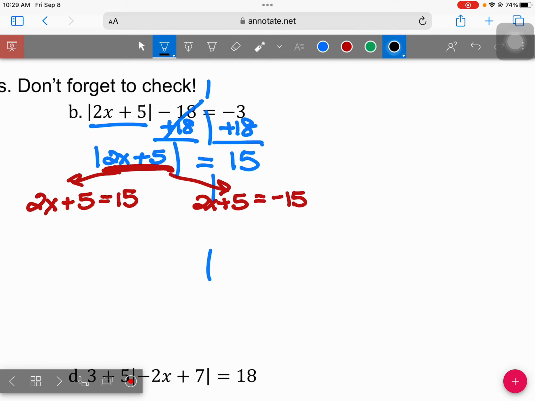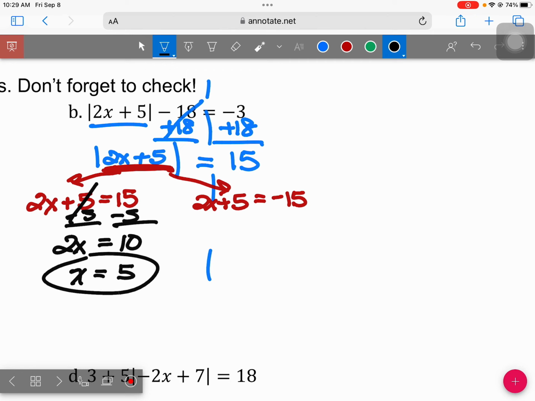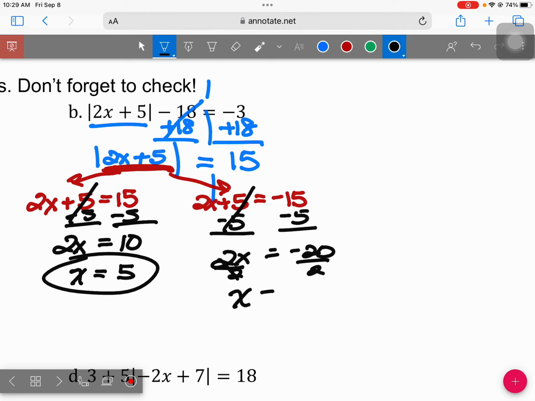So now we solve. Minus 5, 2x is equal to 10. Divide by 2, x is equal to 5. Over on the other side, subtract 5. 2x is equal to negative 20. Divide by 2, x is equal to negative 10. There are your two solutions.